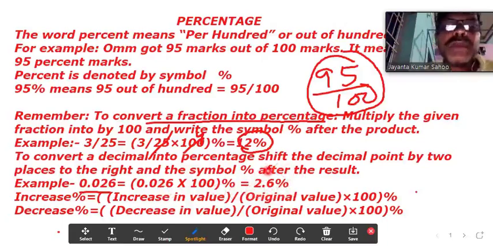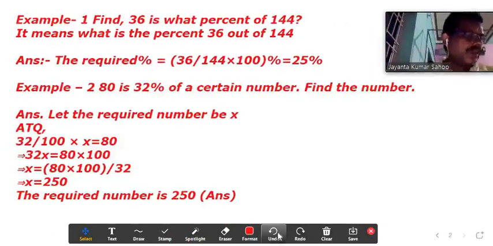So children, before going through this chapter, there are a few formulas you also have to remember. What is the increase percentage formula? Increase percentage equals increase in value divided by original value into 100, then put the percentage symbol. Like that, decrease percentage equals decrease in value divided by original value into 100, then you put the percentage symbol.